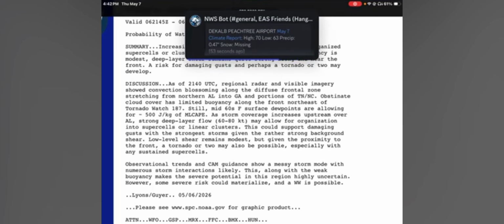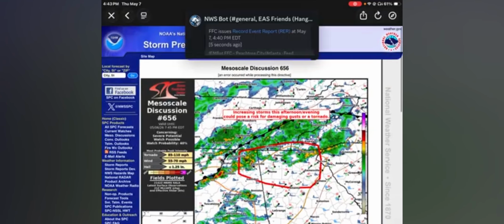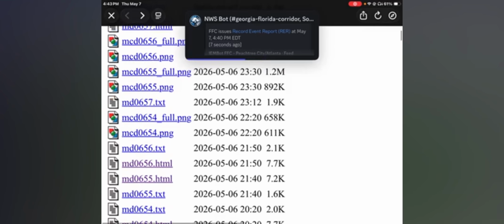As storm coverage increases upstream over Alabama, strong deep layer flow, around 60 to 80 knots, may allow for organization into supercells or linear clusters. This could support damaging wind gusts with the strongest thunderstorms, given the rather strong background shear. Low-level shear remains modest, but given the proximity to the front, a tornado or two may also be possible, especially with any sustained cells. Observational trends and convective allowing model guidance show a messy storm mode with numerous thunderstorm interactions likely. This, along with the weak buoyancy, makes the severe potential in this region highly uncertain. However, some severe risk could materialize, and a weather watch is indeed possible. So that was 656. 657 is next.